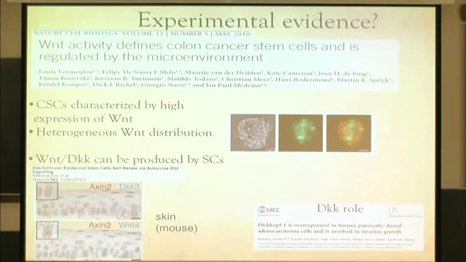And so what evidence is there for that? Well, here's an example of a colon cancer, and the green are indicating cells that have high Wnt activity. And even though Wnt is supposed to be constitutively activated in colon cancer, you see actually there's a heterogeneous distribution. And there's a recent paper that shows, in fact, that Wnt and DKK can both be produced by stem cells. And so that's in skin.